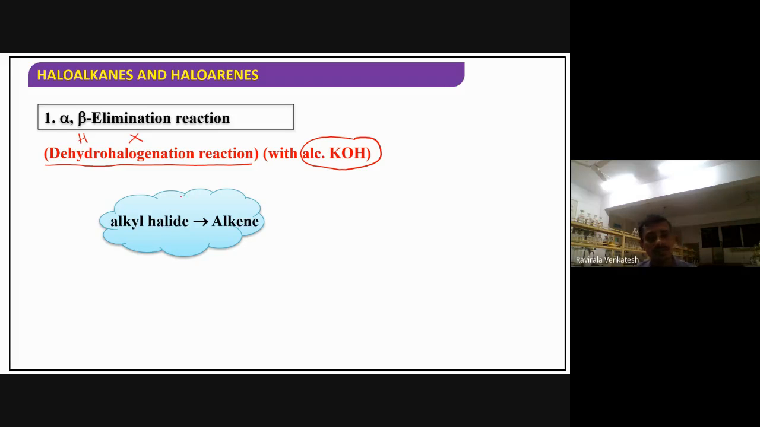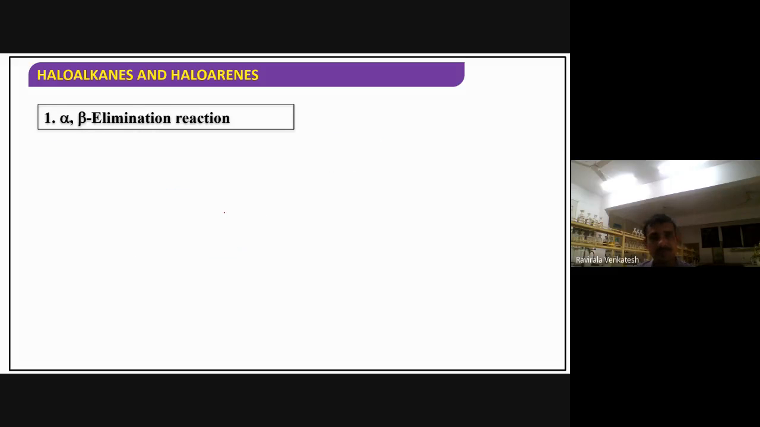Now, what happens in this reaction? What is the use of this reaction? Simply, alkyl halides are converted into alkenes, isn't it? We can convert haloalkanes or alkyl halides into what? So the product we are going to get in this reaction is what? Alkenes, right? Next.